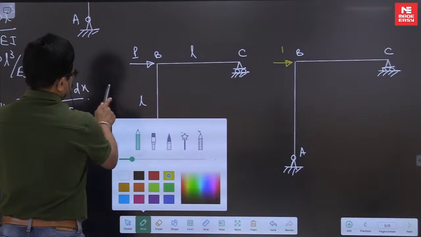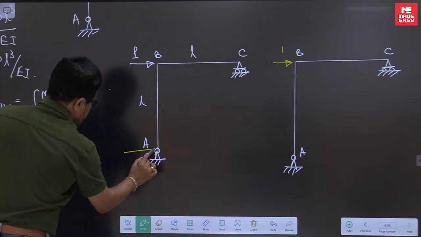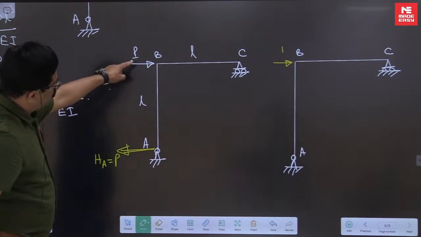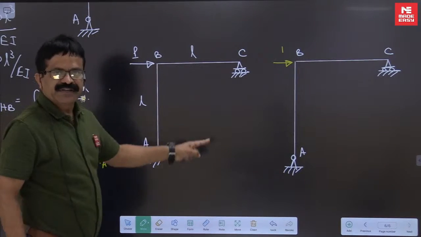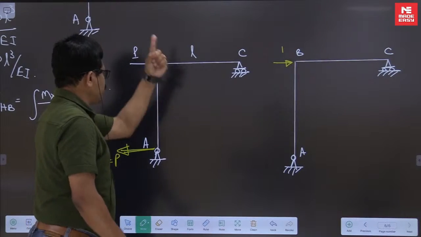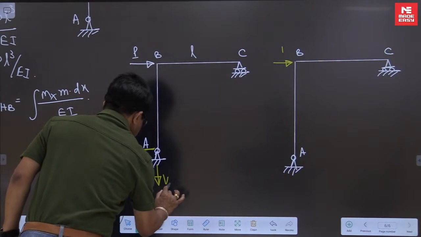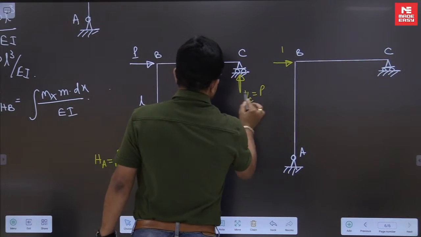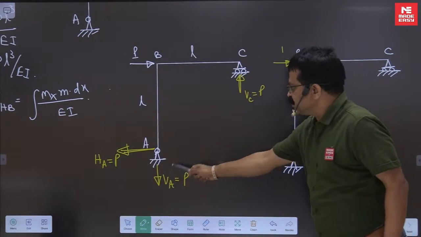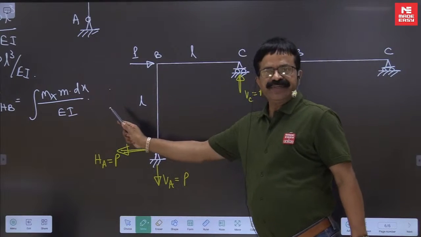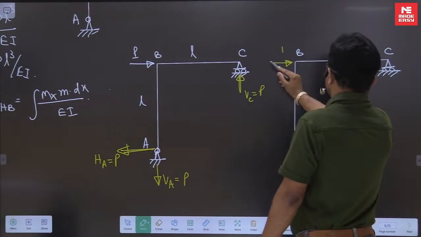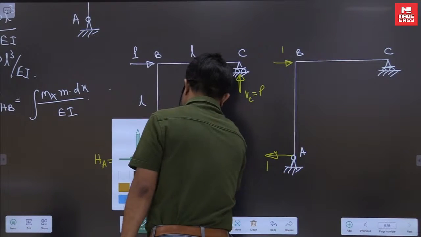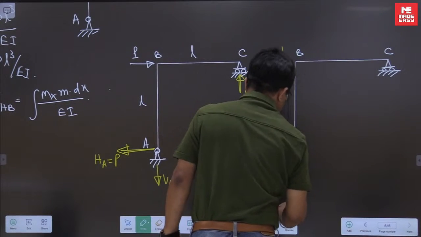See here, this P is right side, that means it has to be left side. Now white and yellow is forming a clockwise couple, P into L, clockwise. So to balance it, anti-clockwise. How much? VA is P, VC also must be P. So now anti-clockwise couple is P into L, clockwise couple is P into L. Equilibrium, one right, one left, clockwise. So to balance it, one down, one up.